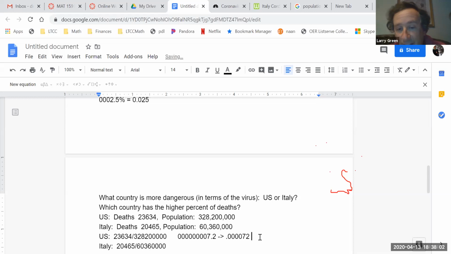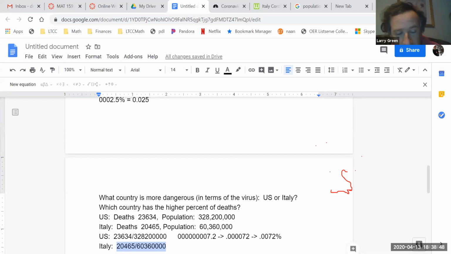Let's also turn this into a percent. How do you turn this into a percent? You would move the decimal point to the right 2 times. Exactly. We move the decimal place to the right 2 places. So what we get is 0.0072 percent. So again, what I'm doing is an example of converting these fractions to decimals to percents. And that's what this week is all about, how to handle those different things. Any questions so far?